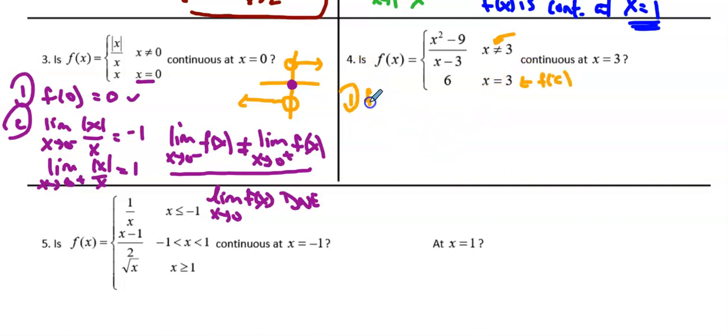So let's look at that. So what is f of 3? Because we're asking you guys to find continuity at x equals 3. Well, it's telling you already right now it's 6, right? It's given that to us. So we know that step 1 is defined. We know that f of 3 is defined at 6.